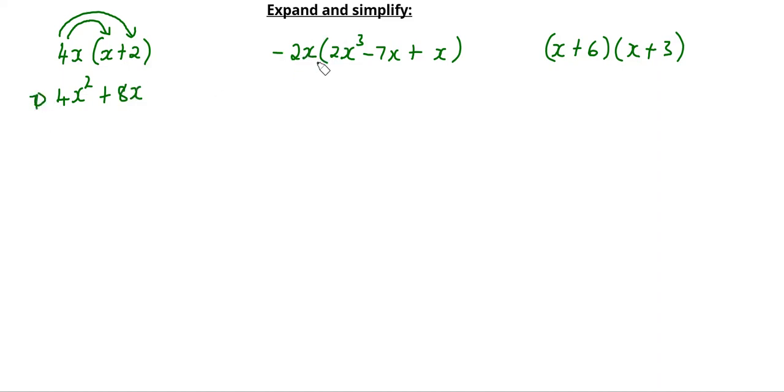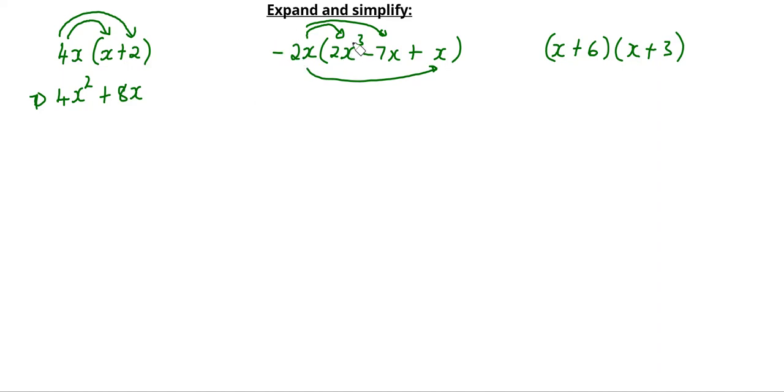Okay, let's look at this one here. When we're having 2x again, it's going to multiply the first term, the second term. It's multiplying a trinomial now, and also it's going to multiply the last term. Okay, so let's look at it and see what we get there.